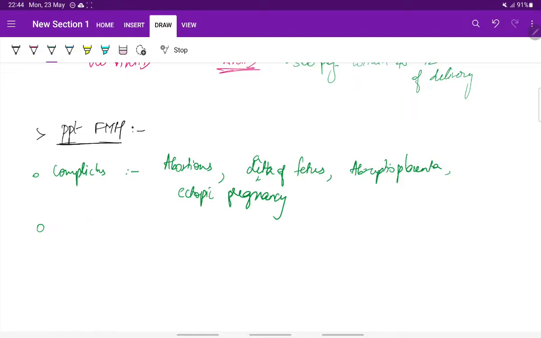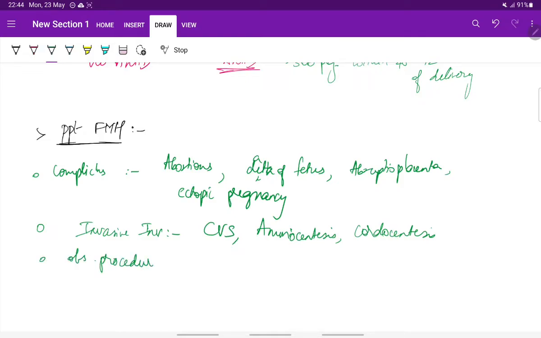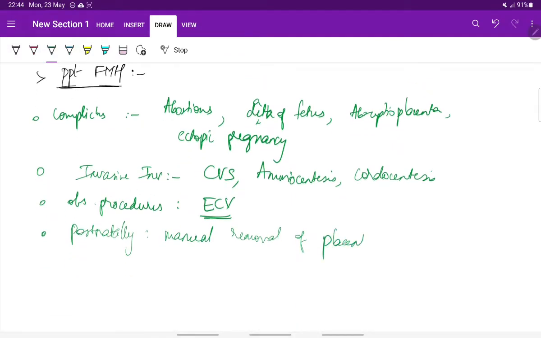Next, coming to the invasive investigations like chorionic villus sampling, amniocentesis, and cordocentesis. Next, certain obstetric procedures like external cephalic version, and postnatally the manual removal of placenta, can also precipitate the fetomaternal hemorrhage.